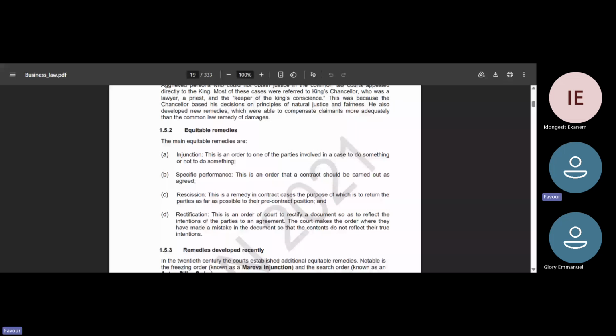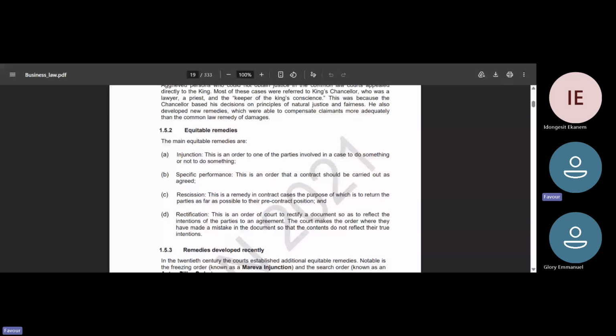Rescission. This is a remedy in contract cases. The purpose is to return the parties as far as possible to the pre-contract position. So this is simply saying, let's cancel the contract and put everybody back to where we are coming from. Let's undo everything and pretend we never agreed. So it's just saying, let's start afresh.